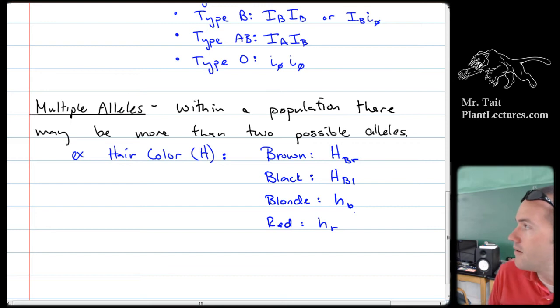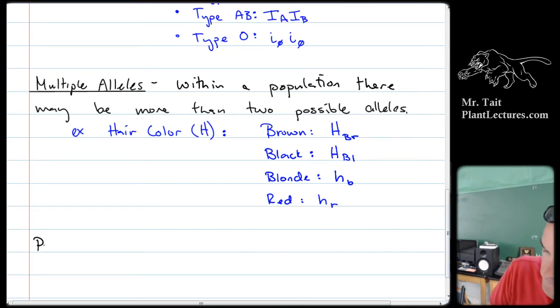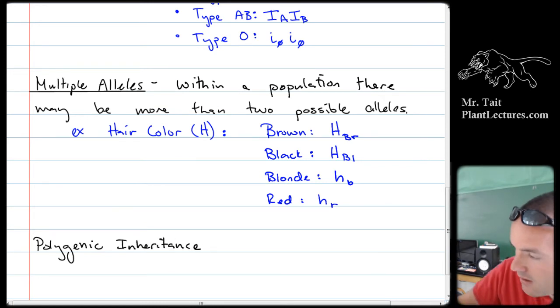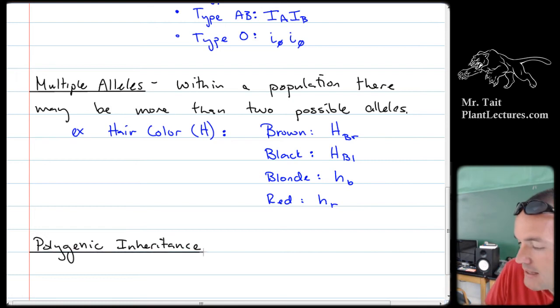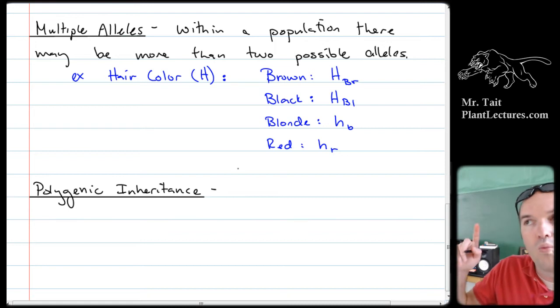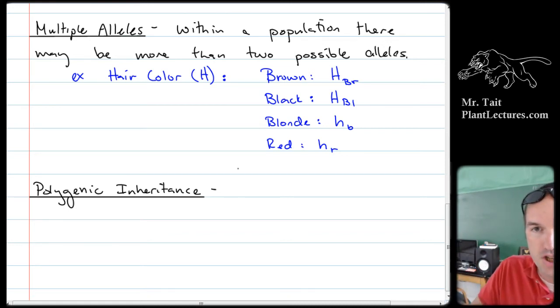Okay? So, next one: polygenic inheritance. Okay? Polygenic inheritance means that one phenotypic trait is controlled by multiple different genes.